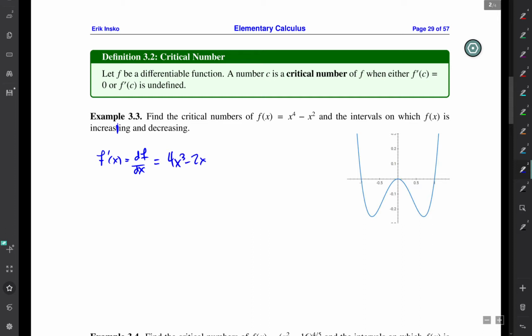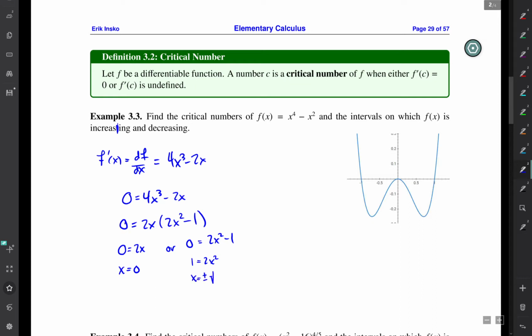And then you want to set that equal to 0 and solve for x. I can factor out a 2x, and so I get 2x times 2x squared minus 1 equals 0. And so there are two ways this could equal 0. Either 0 equals 2x, or 0 equals 2x squared minus 1. In the first case, you get that x equals 0. And in the second case, you get that 1 equals 2x squared, or x equals plus or minus the square root of 1/2. Okay, so we get three critical points.